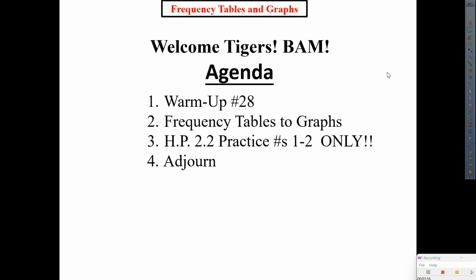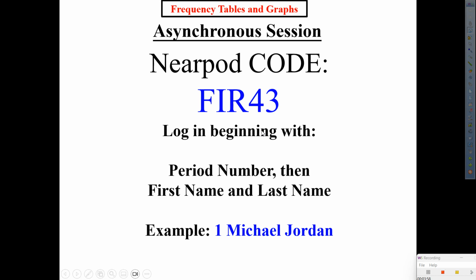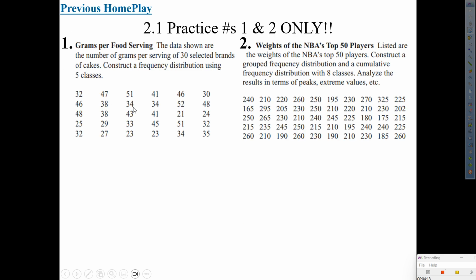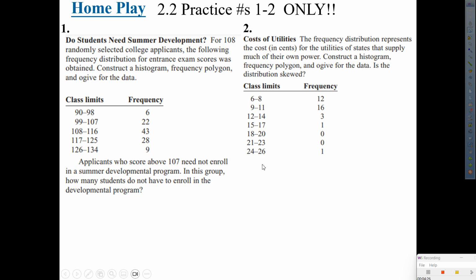Get the Cornell note ready, please. I'll give you the code in a little bit as soon as people copy the agenda for the home play access. All right, code for the home play access, FIR43. In case you don't want to go home and search through your textbook, FIR43. I did include those 2 problems in here. So once again, last night's was this one. You need to come up with a distribution frequency. Tonight's home play is this one.